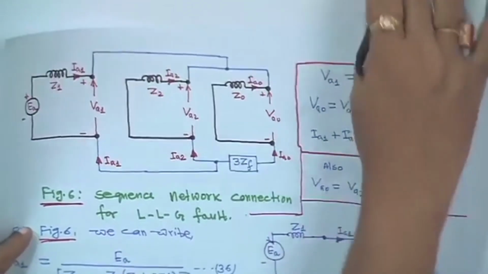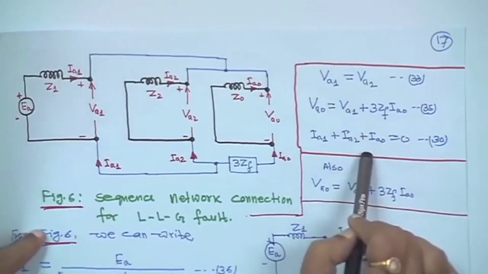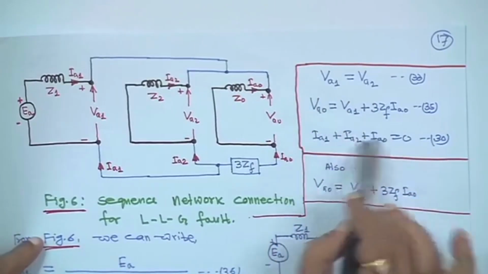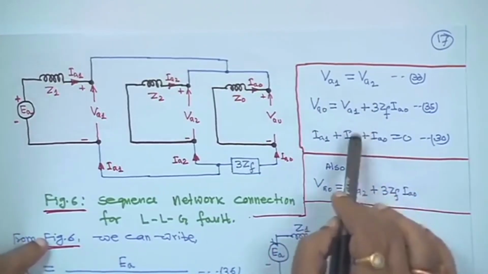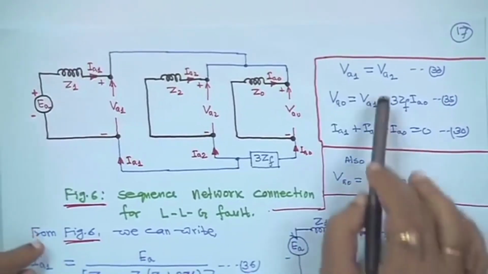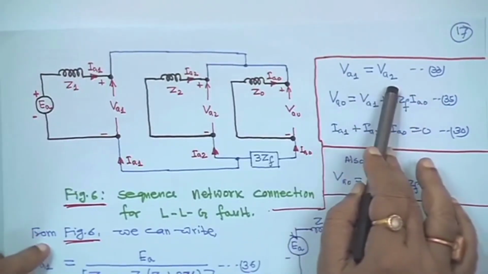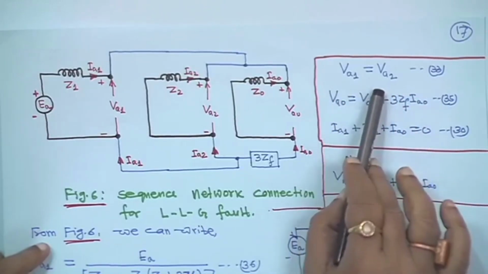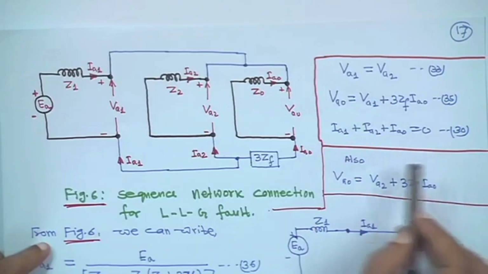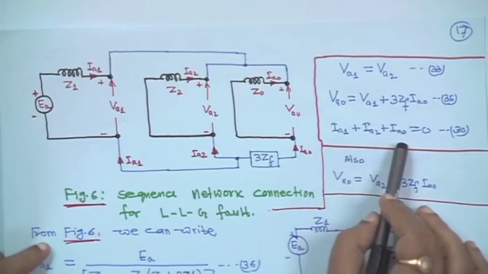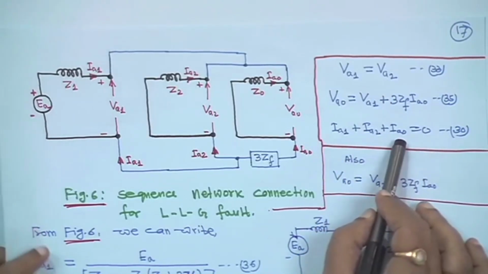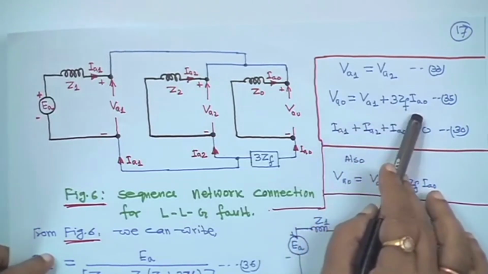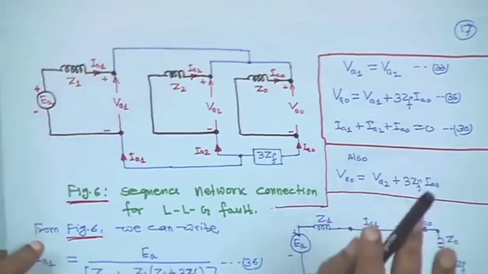Suppose some fault has happened and these equations are given to you. For example, after solving, somebody has given the positive, negative and zero sequence relations, and you have to make the circuit. So VA1 is equal to VA2, which suggests that the positive and negative sequence networks have to be connected in parallel. Another condition is IA1 plus IA2 plus IA0 equals 0, and VA0 must equal VA1 plus 3 ZF IA0. How will one make it?